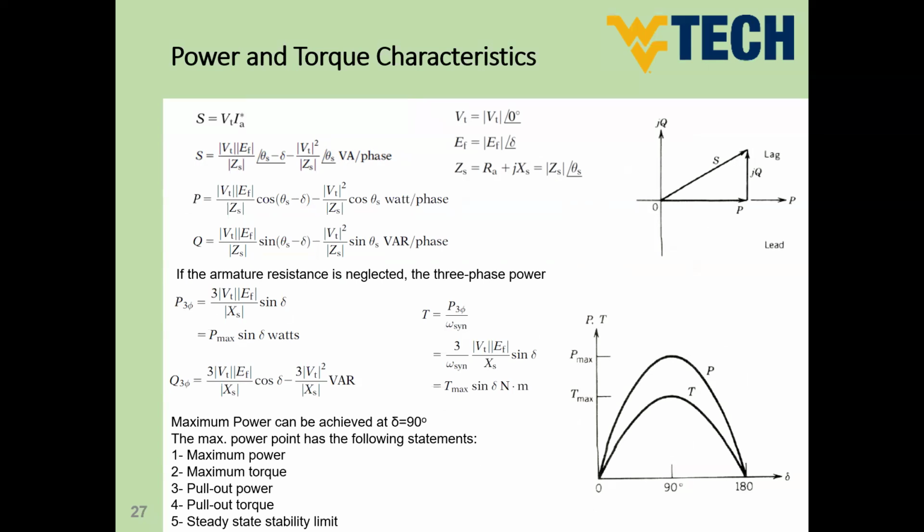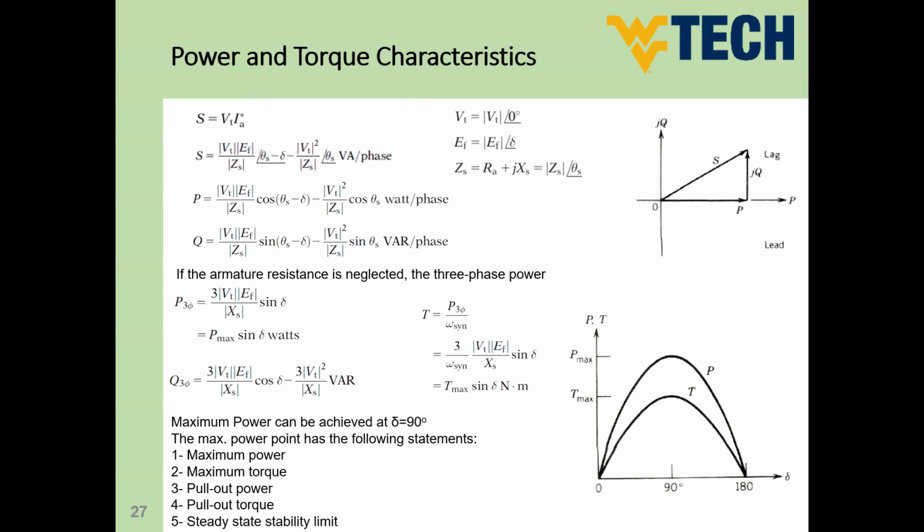Someone can say we already have the power relation, which is nothing but root 3 V line I line cosine phi or cosine theta. Yeah, this is correct. But this is based on any electrical power or any power system. We need a specific equation for the synchronous machine, depends on the machine parameters. So let's relate the power to the machine parameters of the synchronous machine.